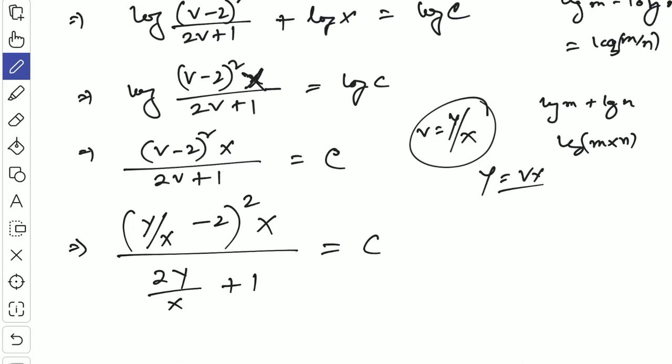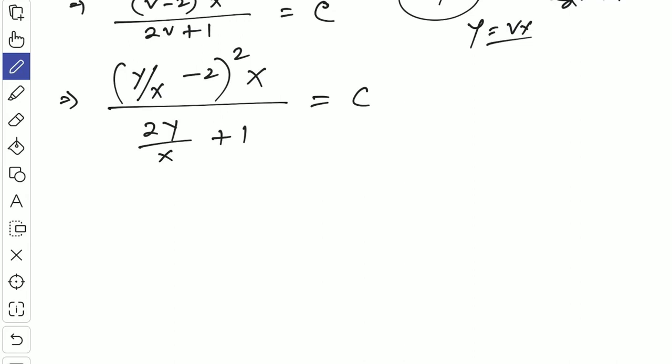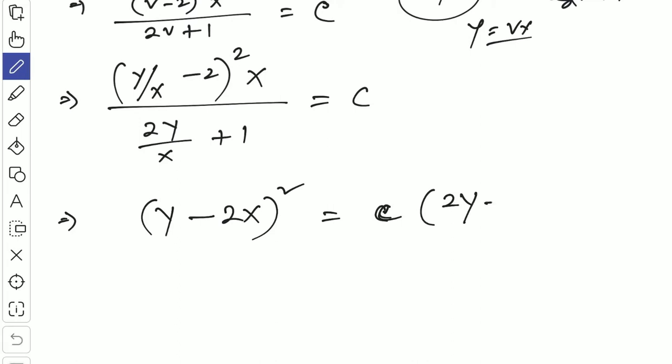If you simplify this, then after simplification we will get (capital Y minus 2 capital X) whole square is equal to C into (twice capital Y plus capital X). That's what you will get after simplification. We have considered that small x is equal to capital X plus h, so capital X can be replaced by small x minus h.